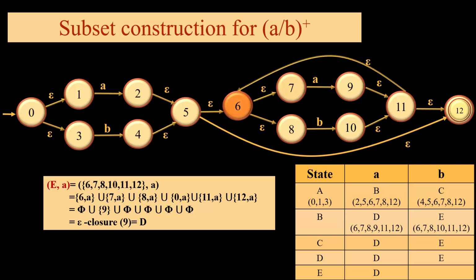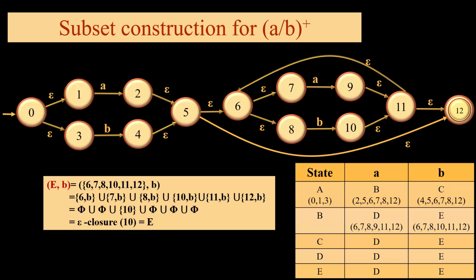E comma A, all the elements of E will be considered. On A we get 7, on A gives us 9, epsilon-closure of 9, that is D. E comma B, that is 6, 7, 8, 10, 11, 12 on B. 8 gives us this final output.